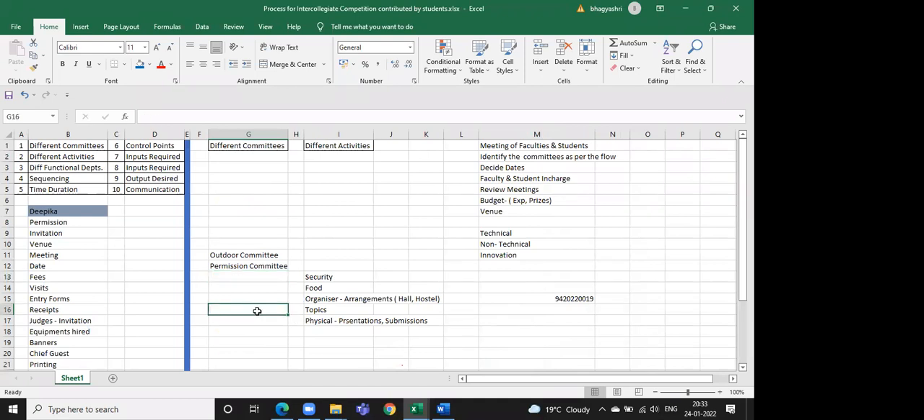Then we look into the food committee as such.